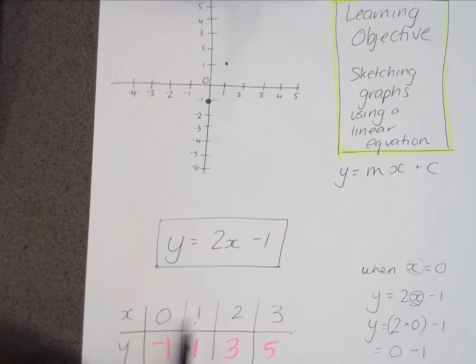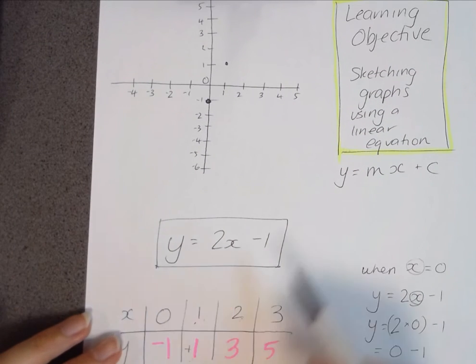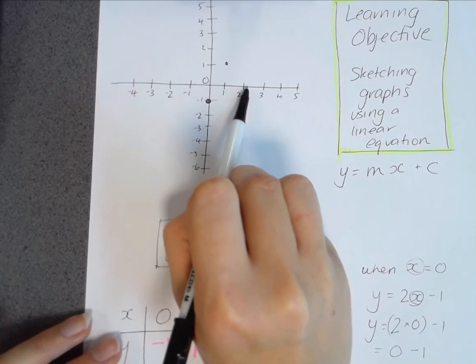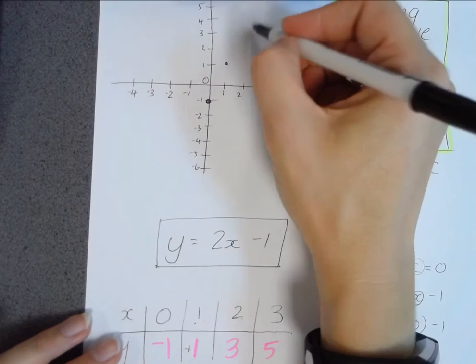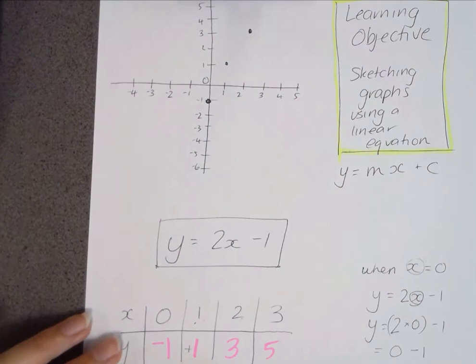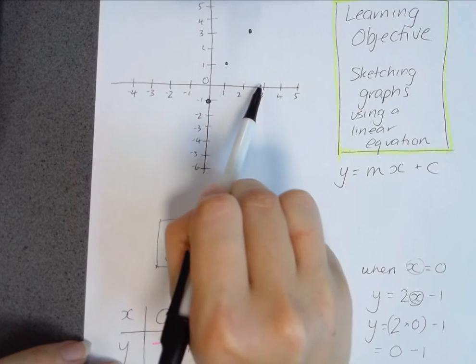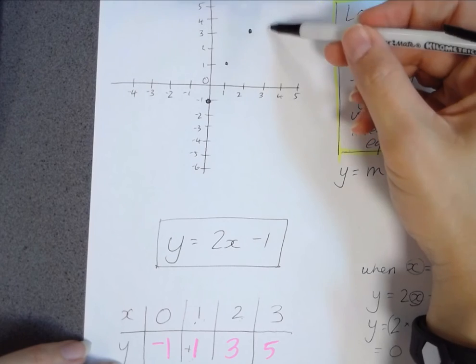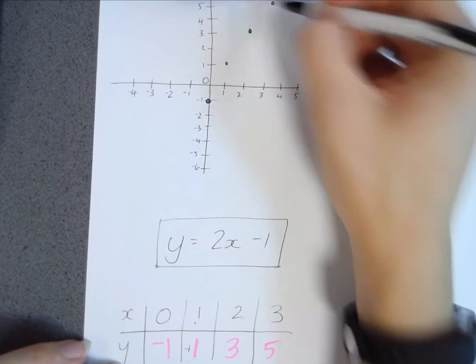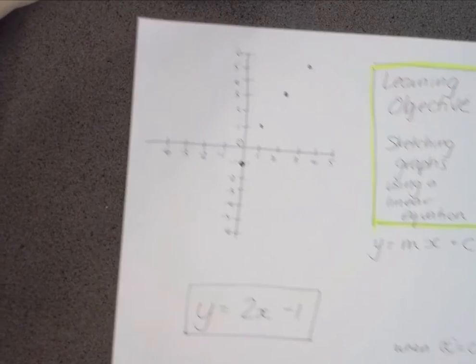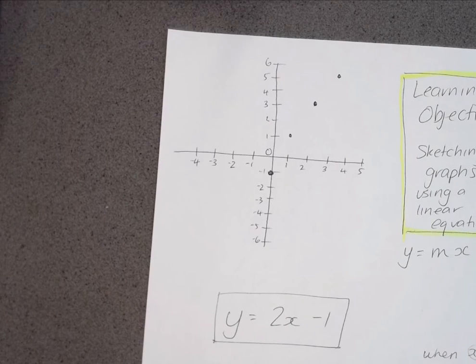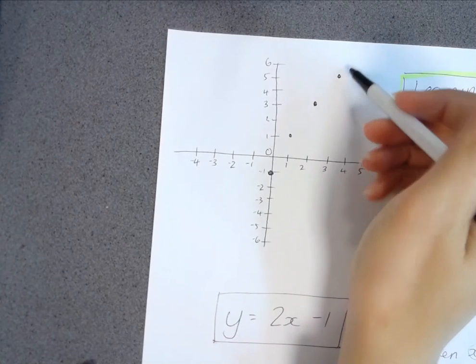Our next one is across 2 and up 3. So we go across 2 and up 3. There is my point. I now have to go across 3 and up 5. So across 1, 2, 3 and up 1, 2, 3, 4, 5. Okay. Now my graph isn't the most accurate thing, but even so, I can see a line is starting to form.